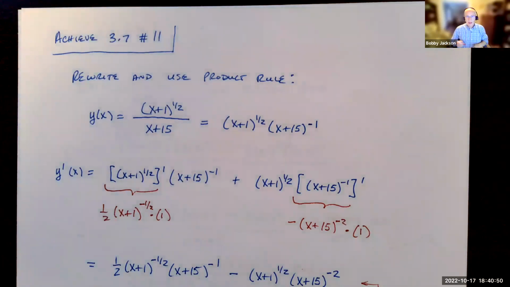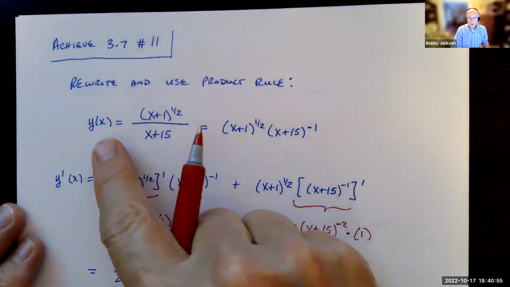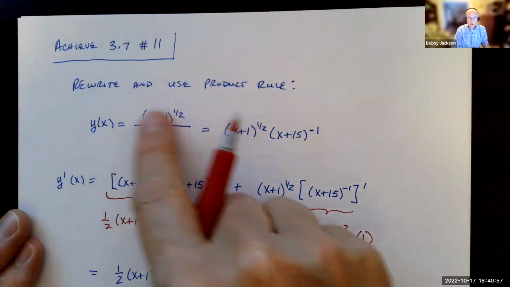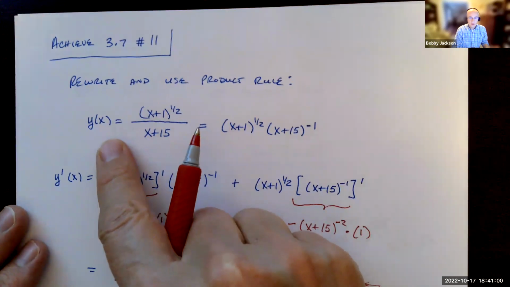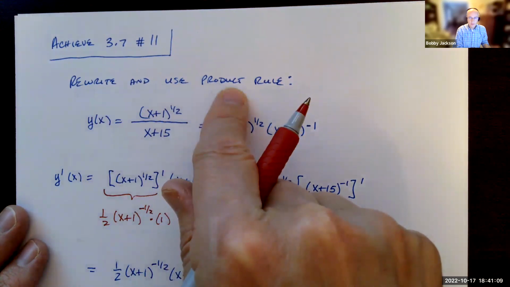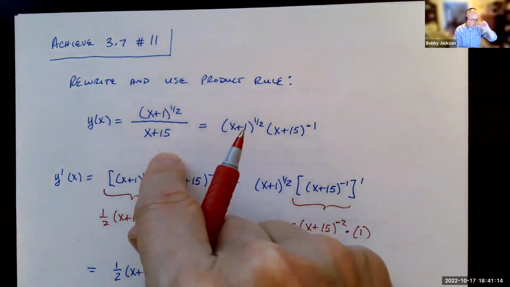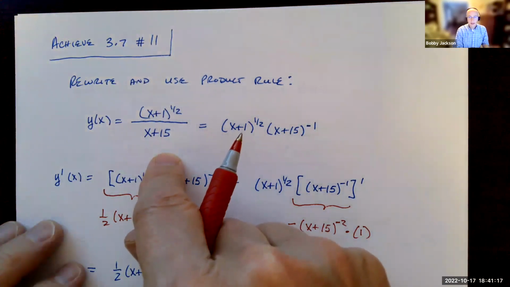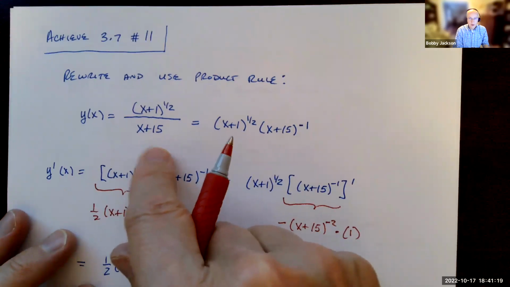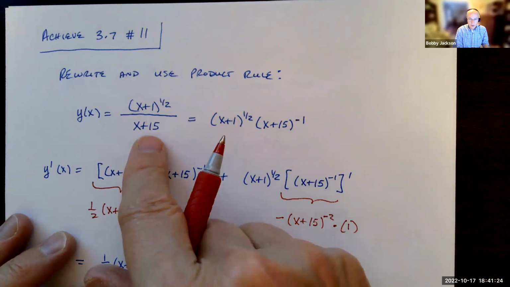Hey everyone, let's take a look at Achieve section 3.7, number 11. You're supposed to find the derivative of this function here. I'm going to do this for you two different ways. The first way is, I think, maybe an easier way, and that is to rewrite it and then use the product rule. You could just straight up use the quotient rule as well. I'll show you that. I think the problem comes maybe in simplifying that expression perhaps with the quotient rule. Either way, it's a little tricky, but let's do it anyway.